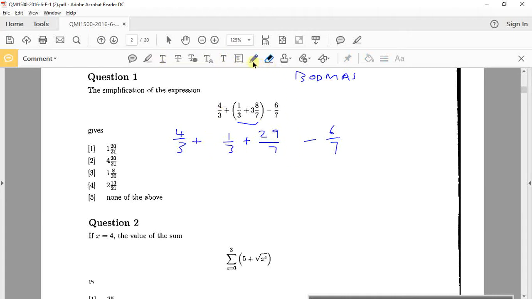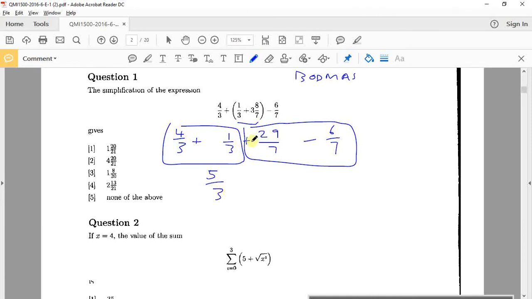Right, so now I'm just adding and subtracting. Looking at this, I've got like terms here, and I've got like terms there. So I could add those two together first. So 5 over 3, and then plus 29 minus 6, which is plus 23 over 7. Then you would have to find a common denominator here. Common denominator would be 21. To get 3 to 21, I'm going to times it by 7, so 35. Then plus 7 times 3 is 21, so 3 times 23 is 69.